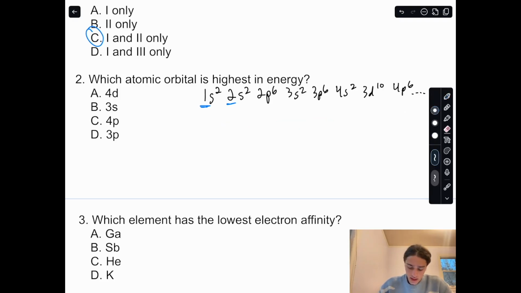So the 1s orbital is the lowest in energy, and the 4p all the way on the right is the highest. So we can rule out the 3s and the 3p right away. No way it's going to be those.